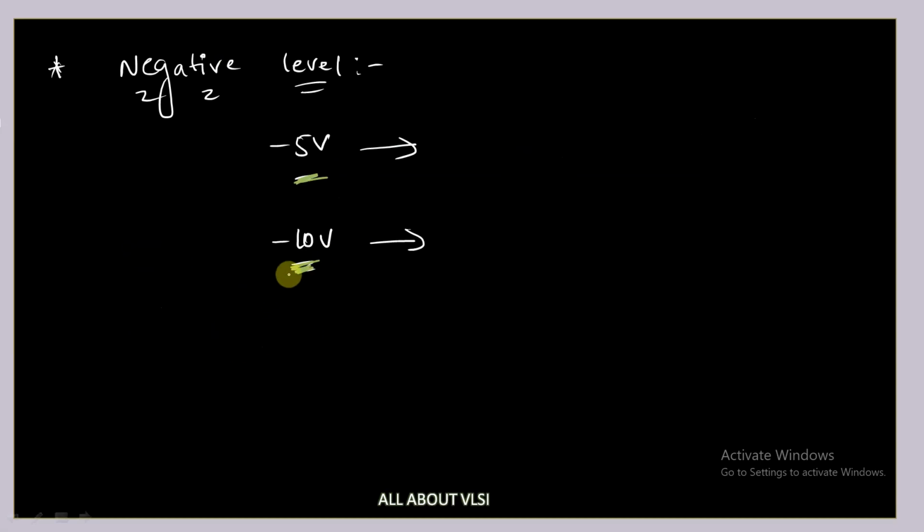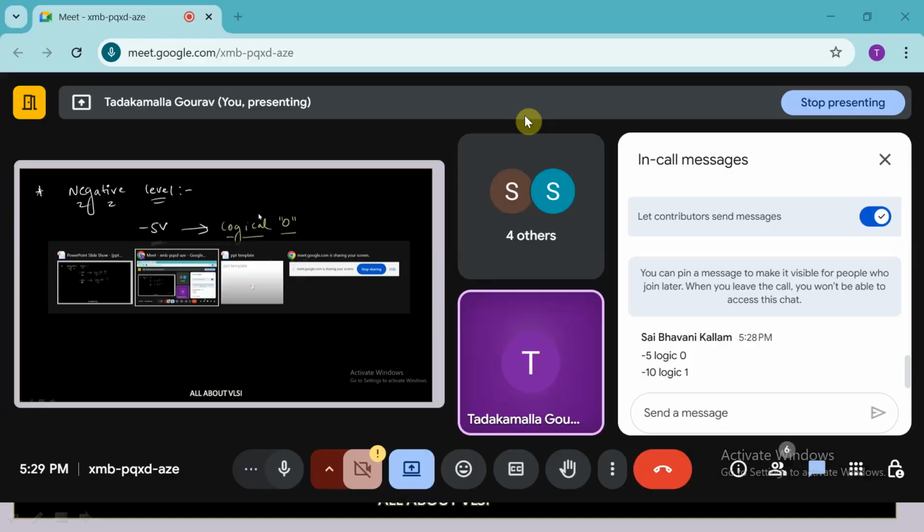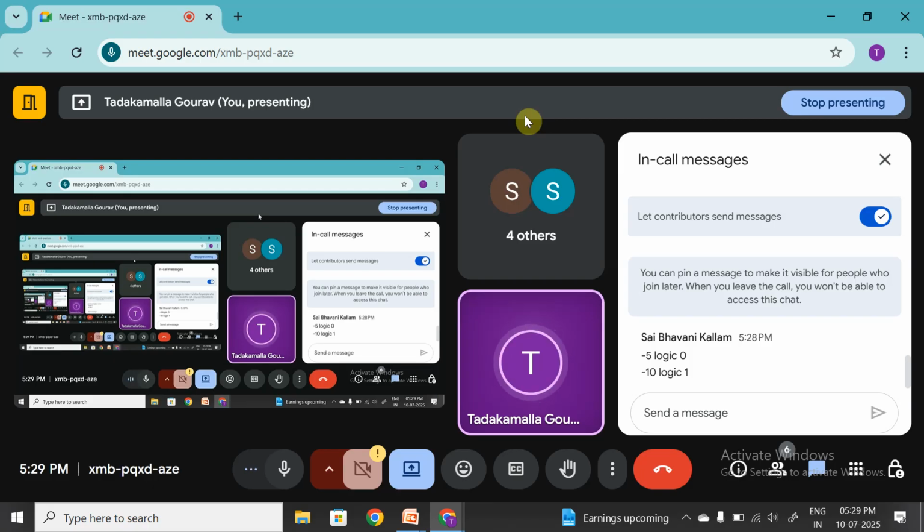Okay, so what is the lower value here? Minus 10 is the lower value, so this is given as logic 1, and this is being represented with logic 0. This is how you are going to decide which logic level to use for representing these values at the negative level. Okay, now is this clear for everyone? Exactly, minus 5 logic 0 and minus 10 logic 1.